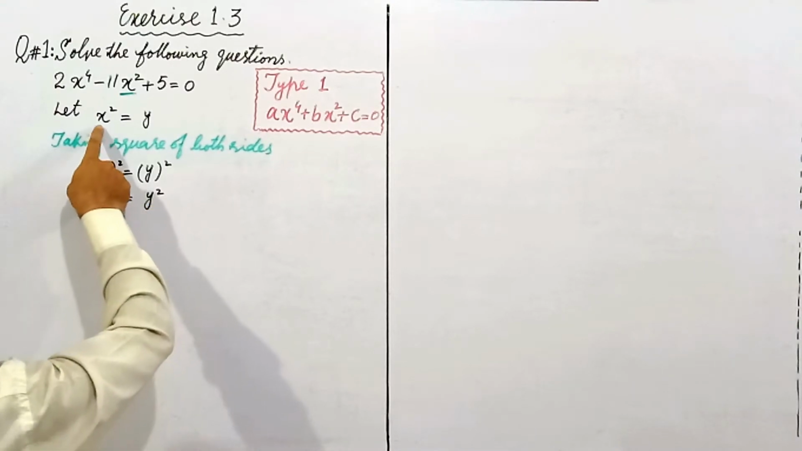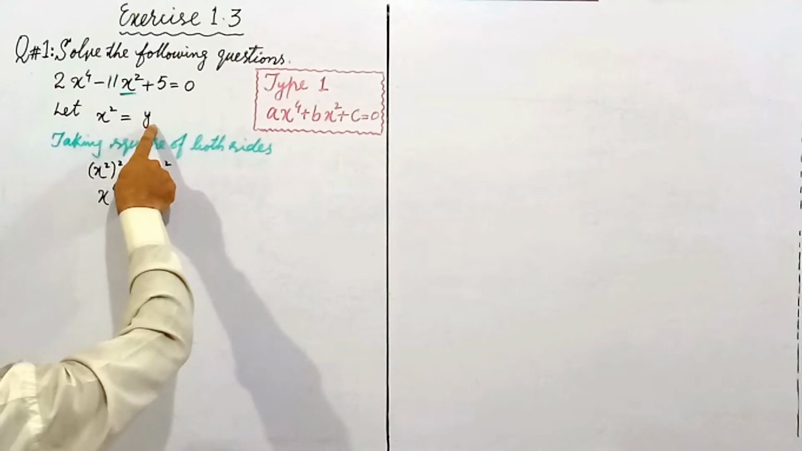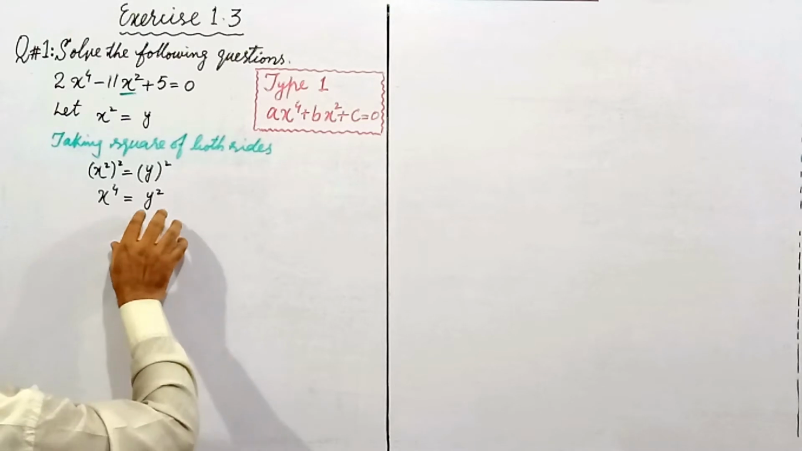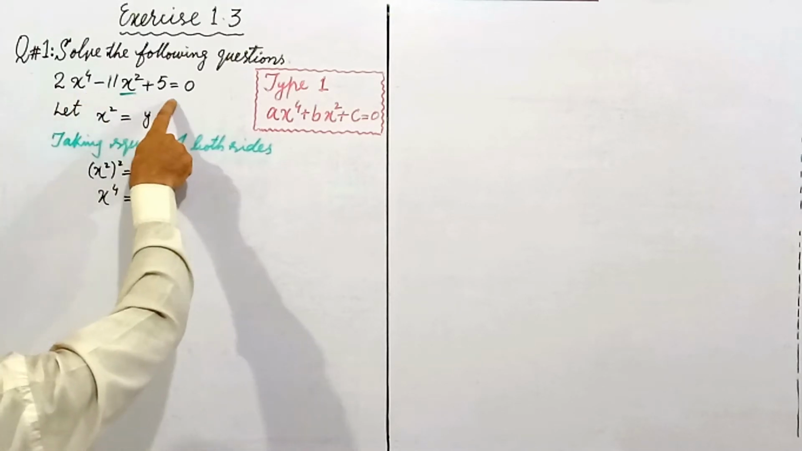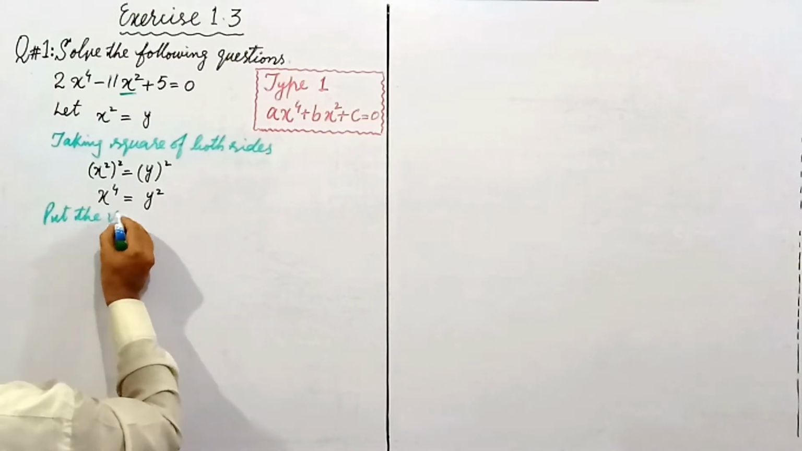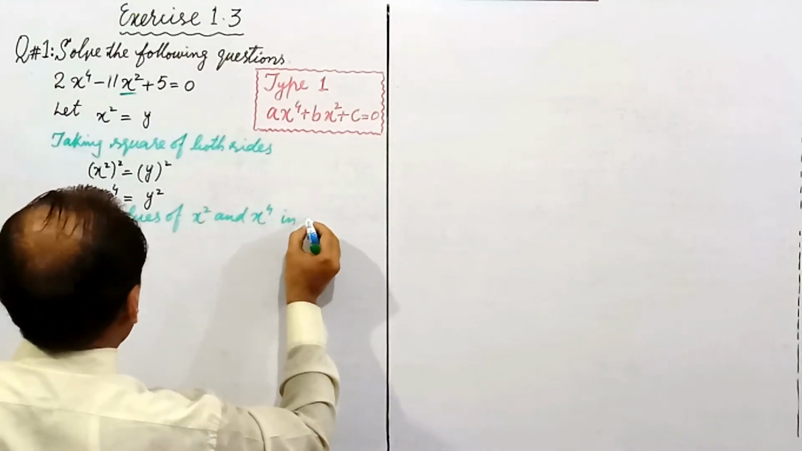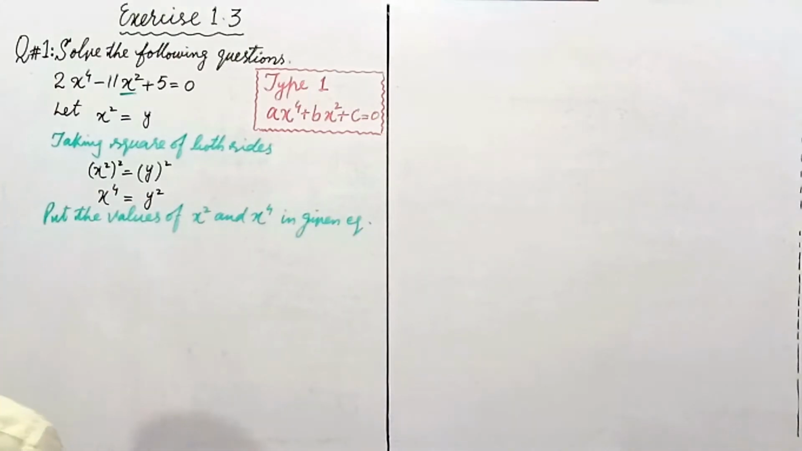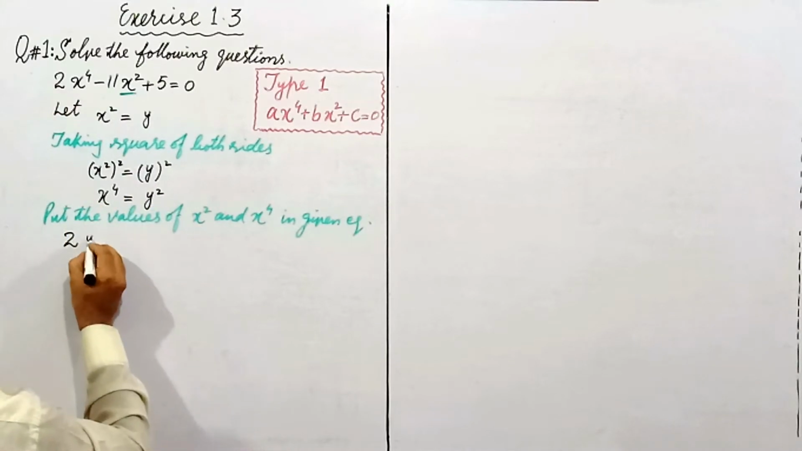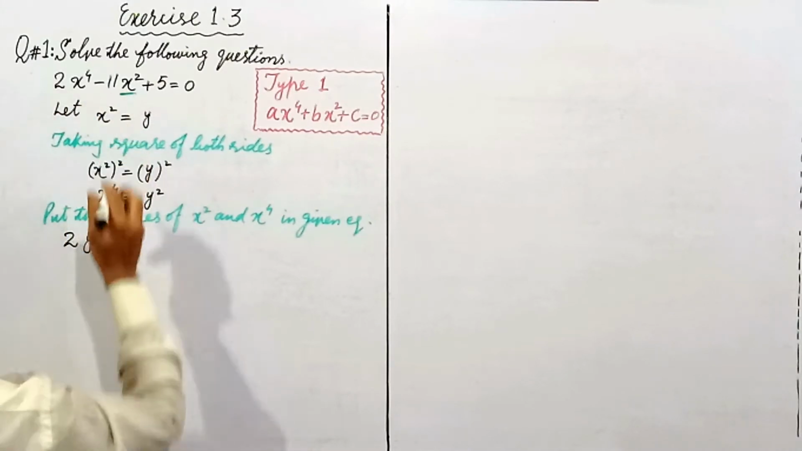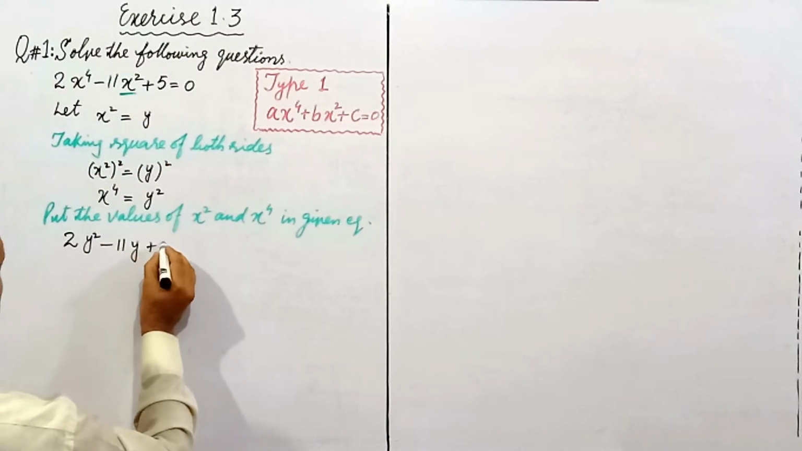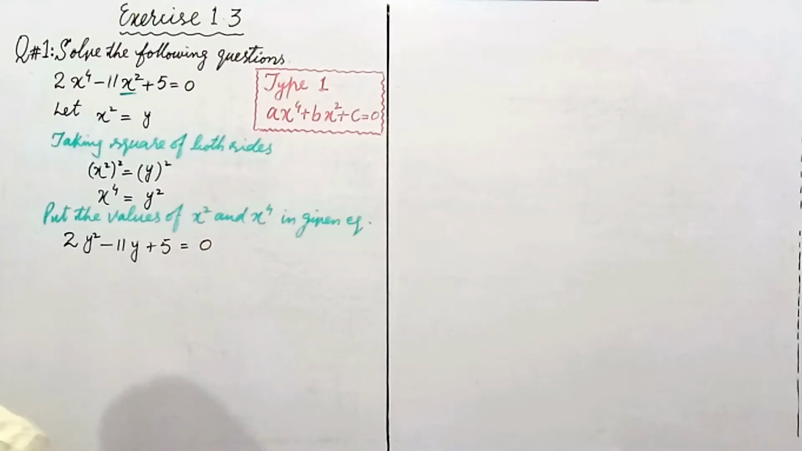Now if you observe, we have the value of x squared, that is y, and x raised to the power 4, that is y squared. So by substituting these two values in the given equation, we have a quadratic form of the equation. We have the value of x raised to the power 4 as y squared, minus 11, the value of x squared is y, plus 5 is equal to 0.